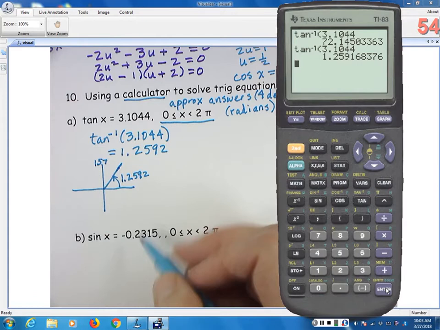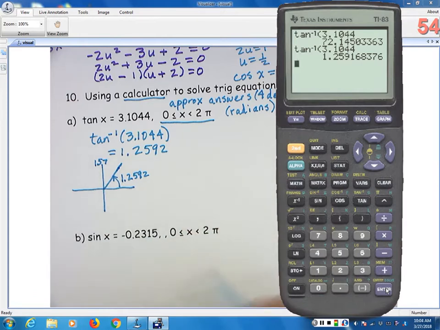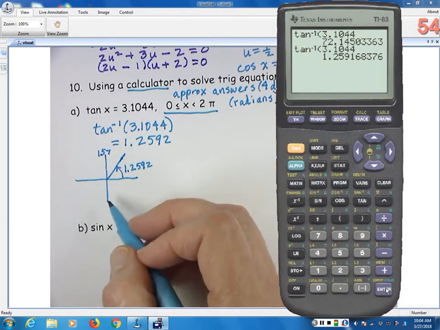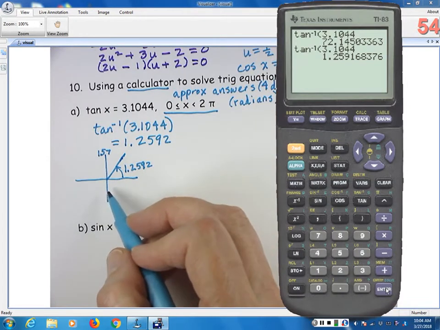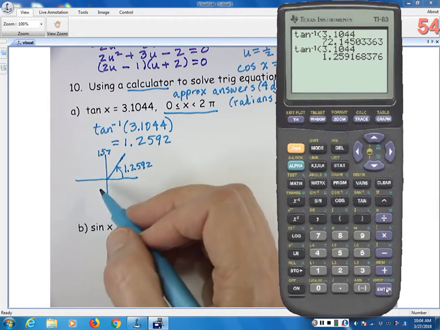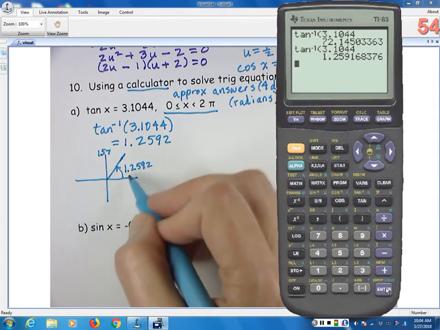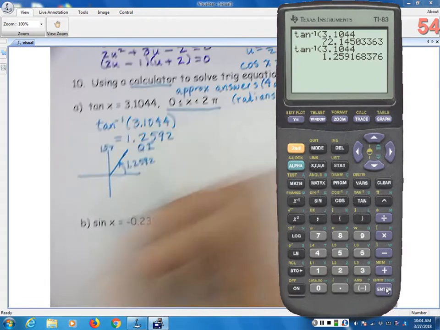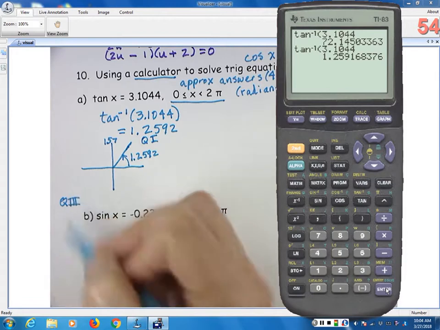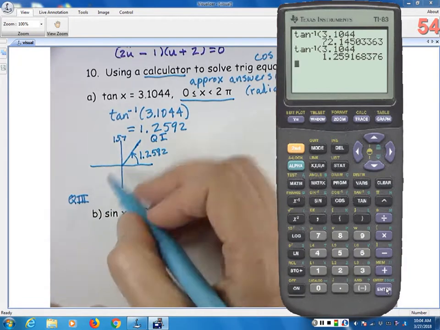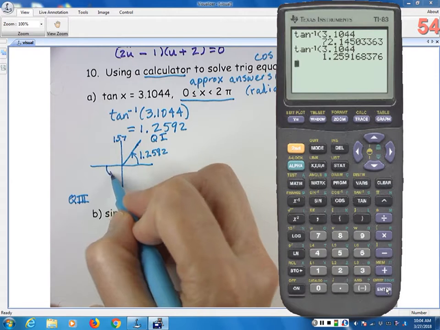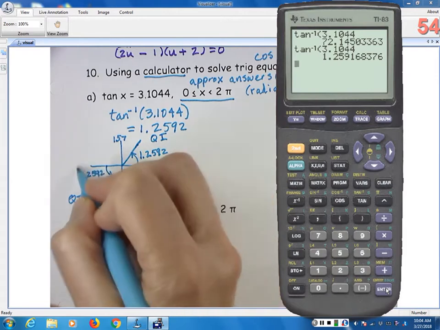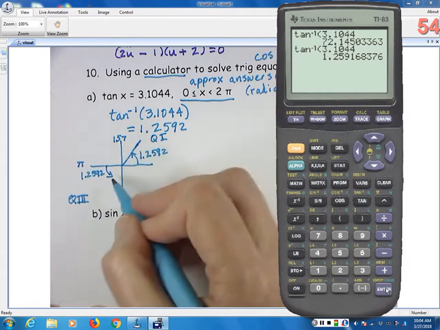All right. Tangent is positive in quadrant 1. And it's also positive in quadrant 3. So we need to find our reference angle, which is 1.259. This is quadrant 1. It will also be positive in quadrant 3. So we're going to go down to quadrant 3, and our reference angle against the x-axis is 1.2592. This is pi. So we're going to add that.